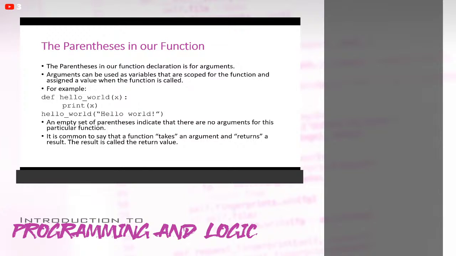So we have this example here. We just walked through an example. And we said that an empty set of parentheses means that there are no arguments. And the common terminology that we use for these functions is that we say that it takes an argument and returns a value. And so we've seen those already.